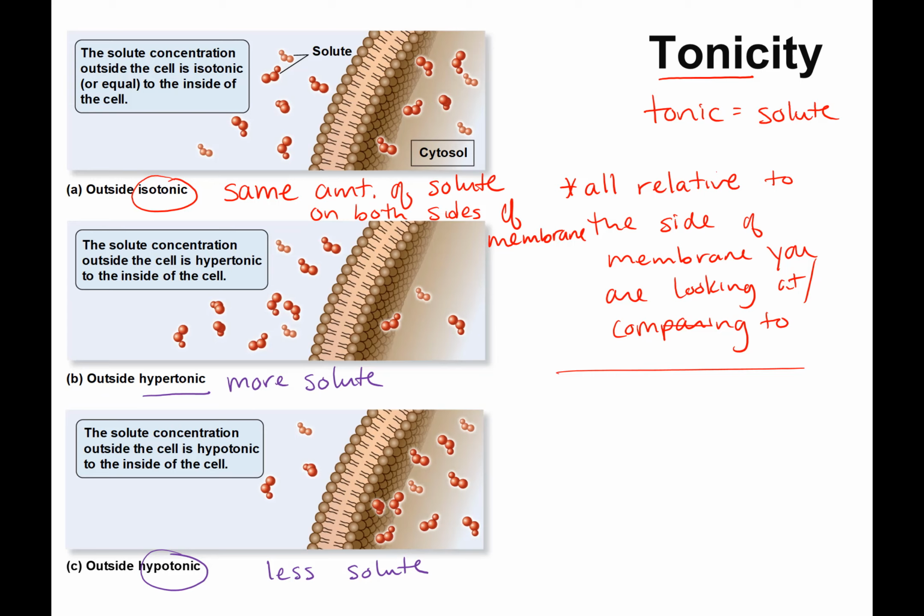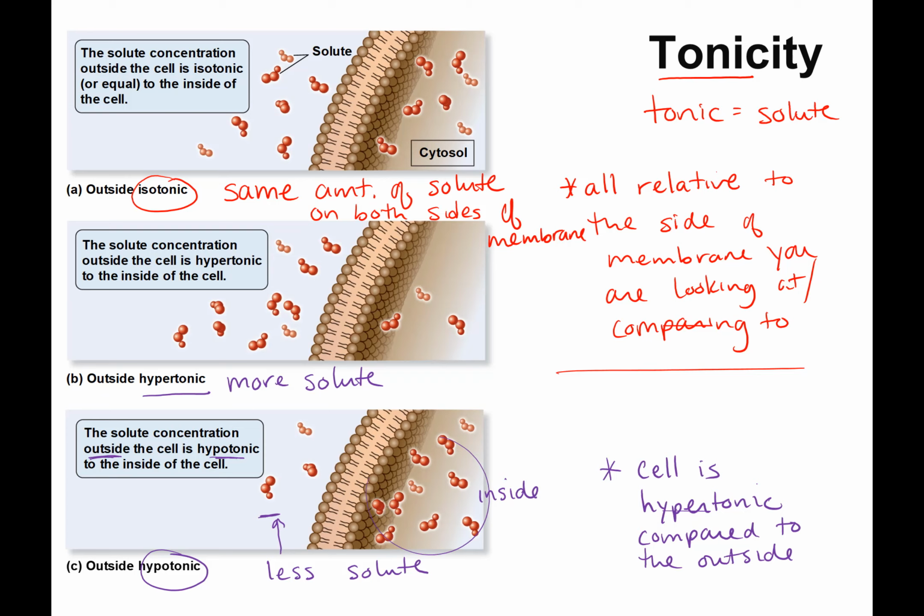So if you read these descriptions, it says the solute concentration outside the cell is hypotonic to the inside. So there's less solute outside of the cell compared to the inside. What I want you to note is if you looked at this the other way, the cell is hypertonic compared to the outside, right? More stuff inside than out. So you always need to talk about which side you're looking on relative to the other side.